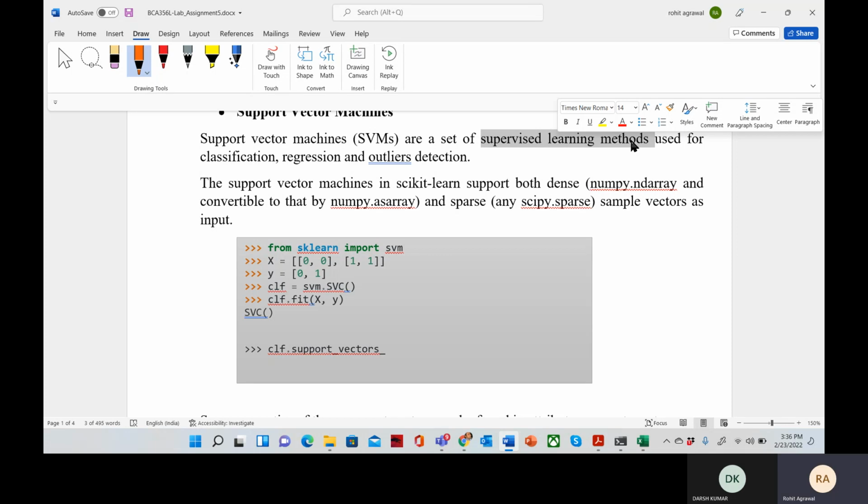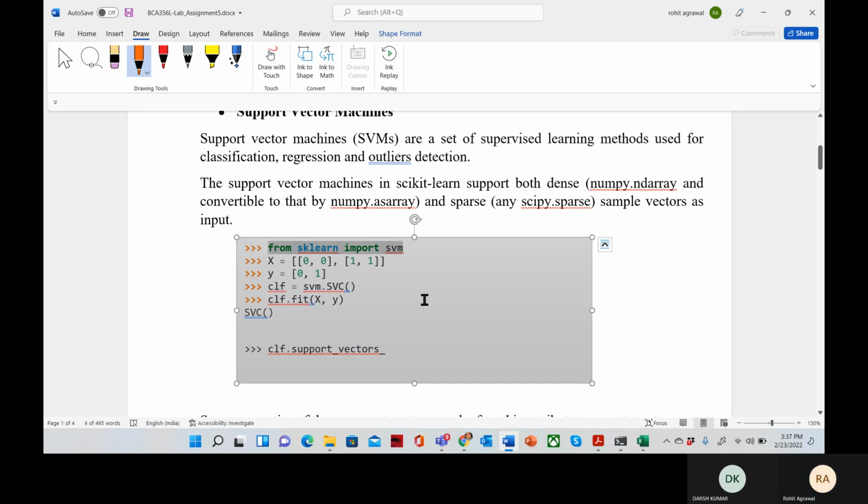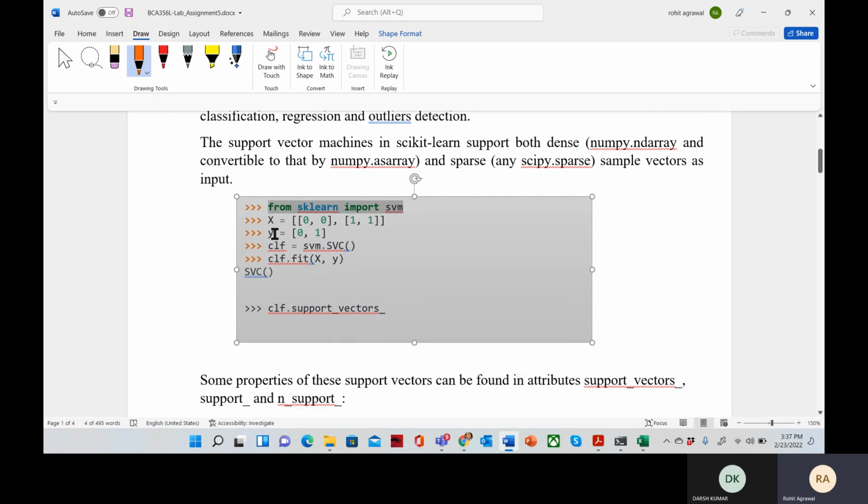So I'm just showing you one example. From sklearn import svm. I'm taking dummy data. This is your x matrix. This is your y. See, your data must be just like this: 0 0, 1 1, and y values are 0 1. So this is just a small example.